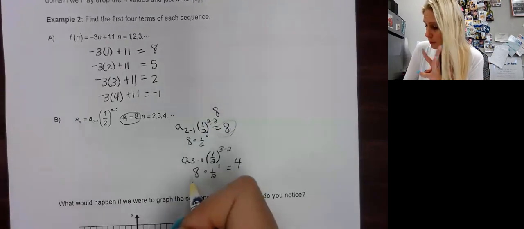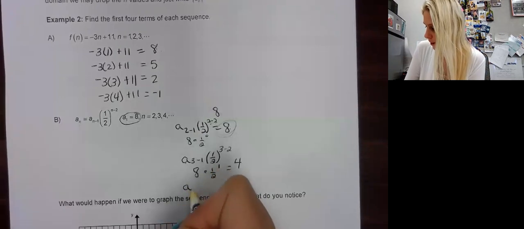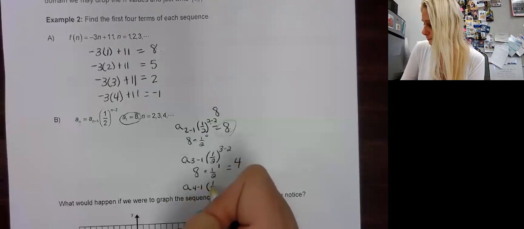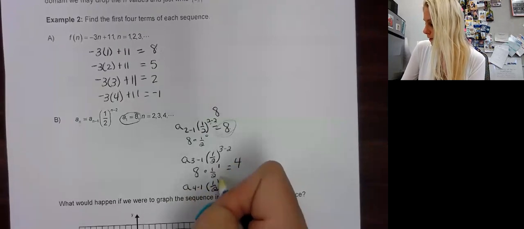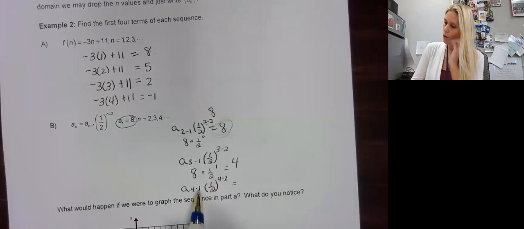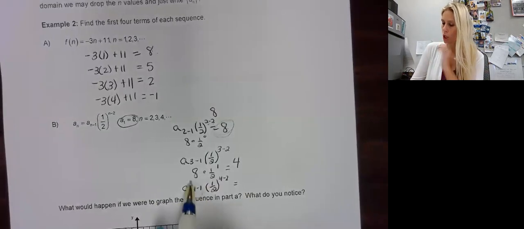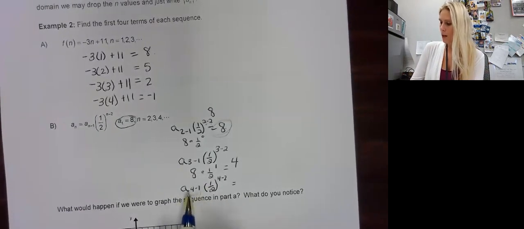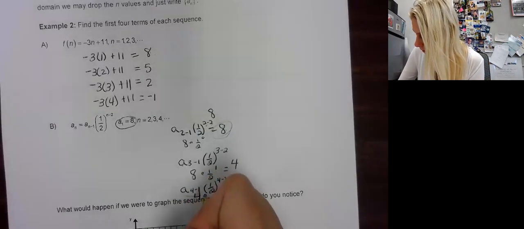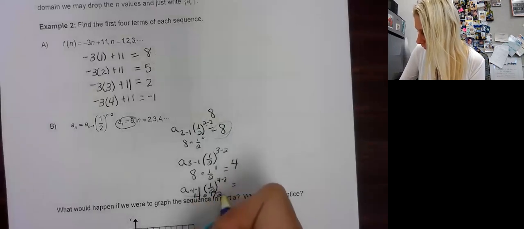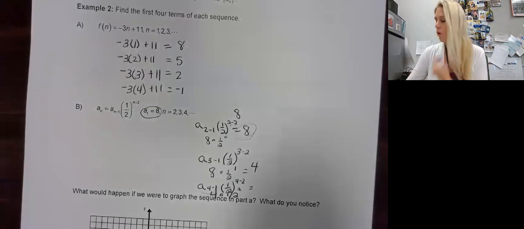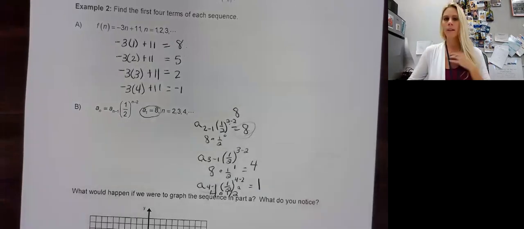Let's do the last one because we want 4 terms, right? So a sub 4 minus 1 times 1/2 to the 4 minus 2. Well, 4 minus 1 is 3, so we're looking at the value of the term 3. That would be 4 times 1/2 squared. 1/2 squared is 1/4, and 1/4 times 4 is 1.